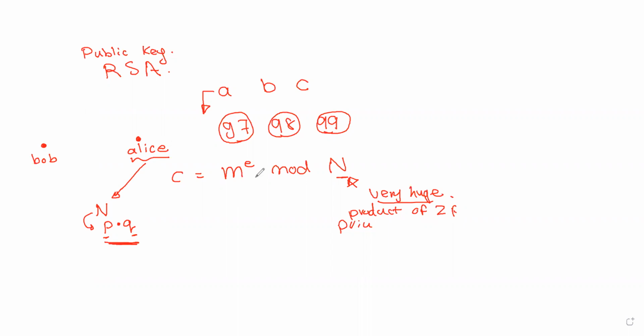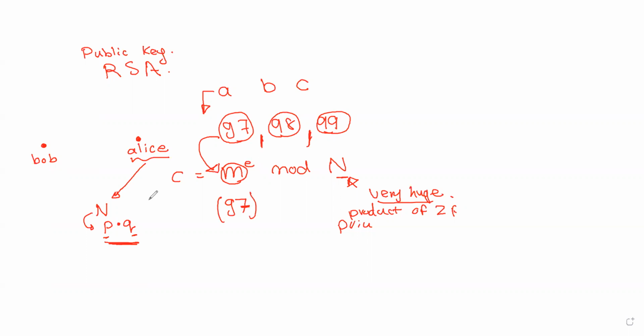Next, M is easily just going to be the letter. It's the message. So here you're going to handle each letter on its own. So you are going to say M equals 97. And then, well, what is the E going to be?